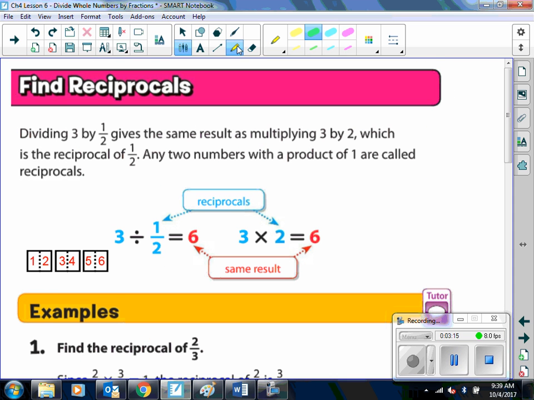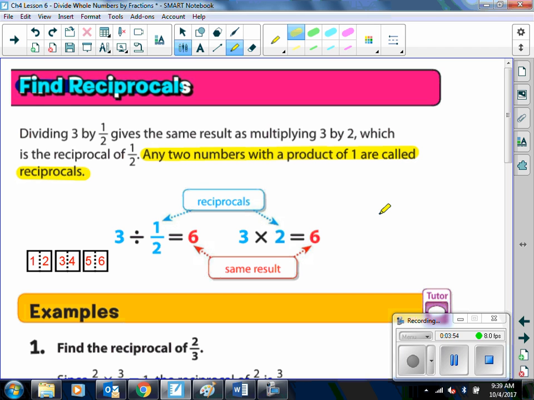So first thing we're going to do is find reciprocals. Make sure you write your heading. And we need to know what a reciprocal is, okay? Let me just read what they have here. Dividing 3 by 1/2 gives the same result as multiplying 3 times 2, which is the reciprocal of 1/2. Here is the definition of the reciprocal. Any two numbers with a product of 1 are called reciprocals.